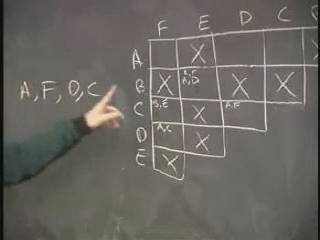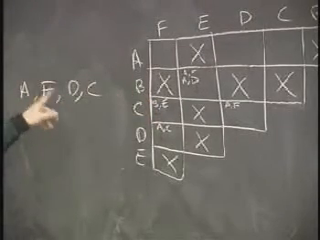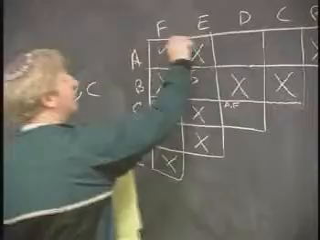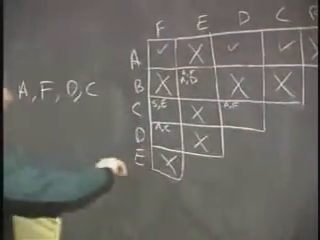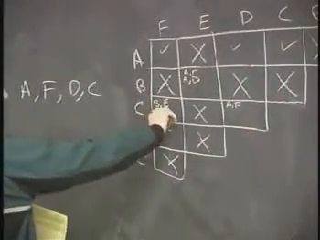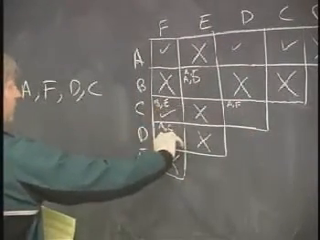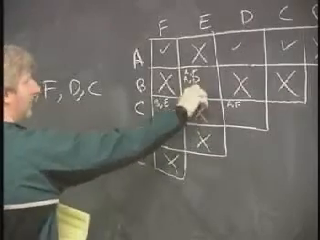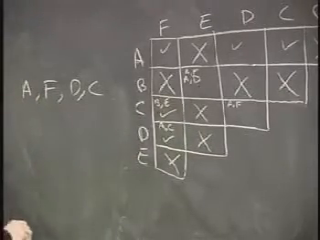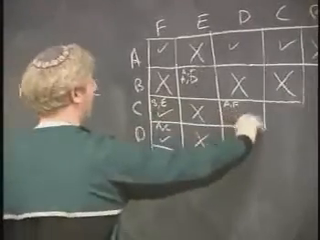So there we have AF, DC, all indistinguishable. We've checked this one, we've checked this one, we've checked this one. How about this one? Checked it. Checked it. We haven't done this one yet. Have we done this one? Yeah.